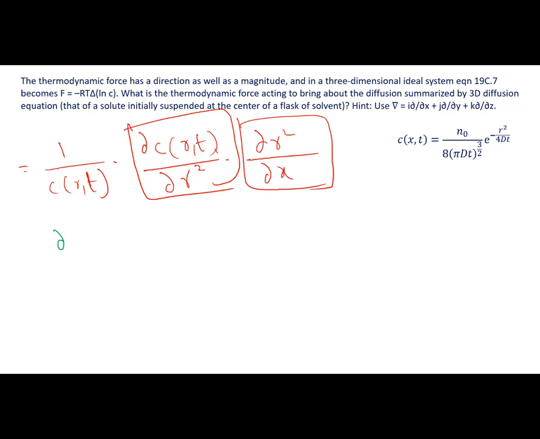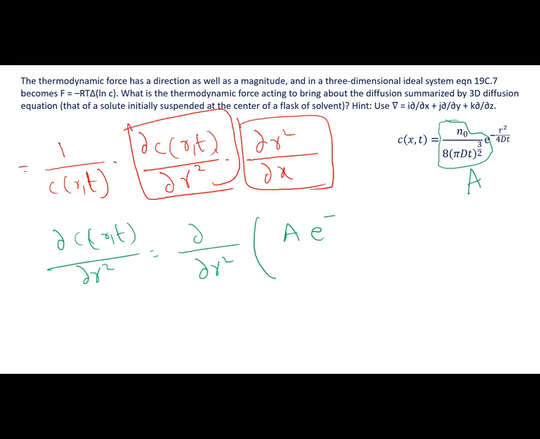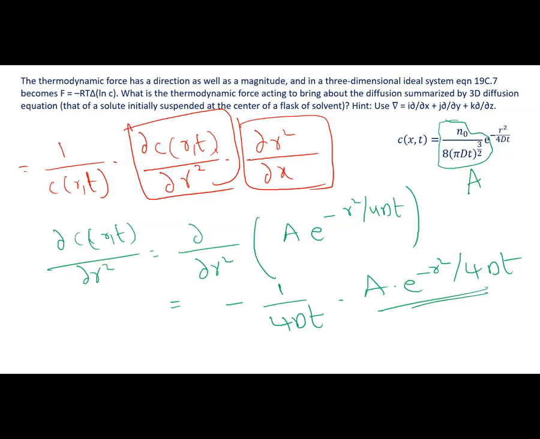So ∂C over ∂r² is nothing but ∂/∂r² of A times e^(-r²/4Dt). I'm considering this entire term here as a constant since it doesn't have any r² term. So the derivative of this is given as -1 over 4Dt times A times e^(-r²/4Dt). Again, this is nothing but C, right? So I can rewrite this as -1 over 4Dt times C. So let's call this equation 1.